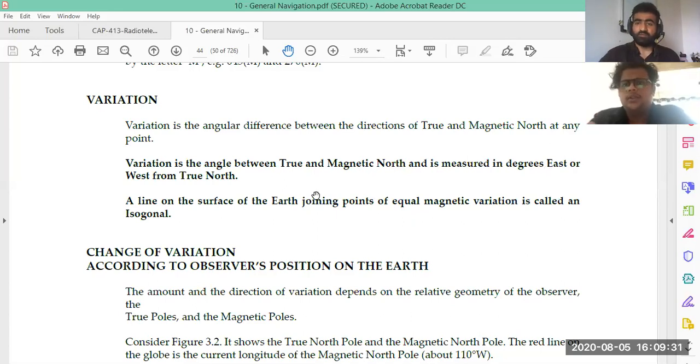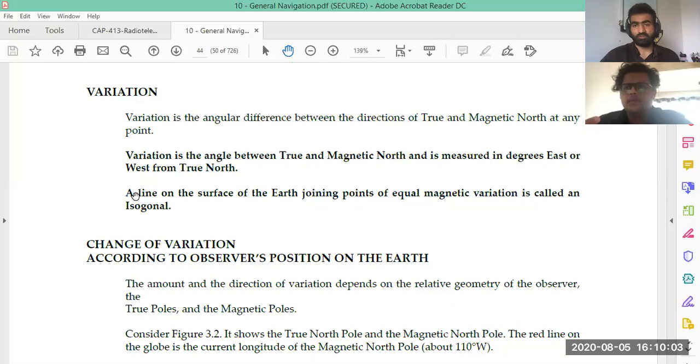Now, in the exam, they will place a dash. Variation is the angle between true and magnetic north and is measured in degrees east or west of dash. In the dash, they will place options: option A, true north, option B, magnetic north, option C, some other compass north. So you have to remember, it is true north. It is measured east or west of true north. Very good. So we will measure from true north.